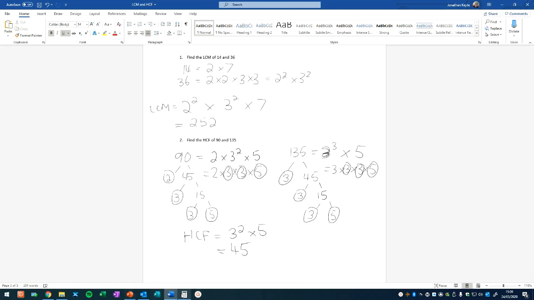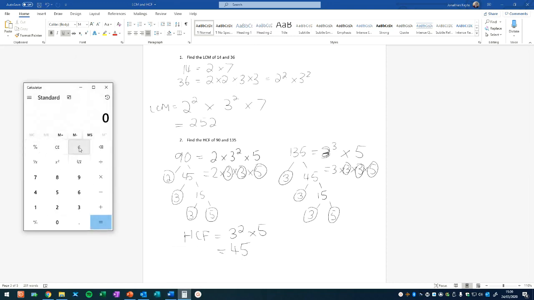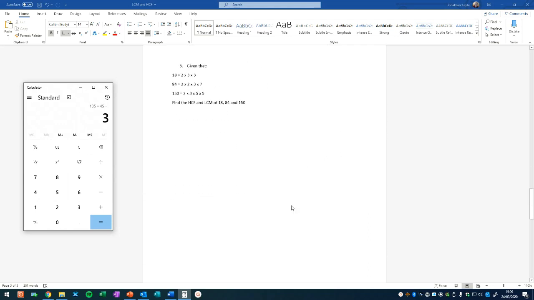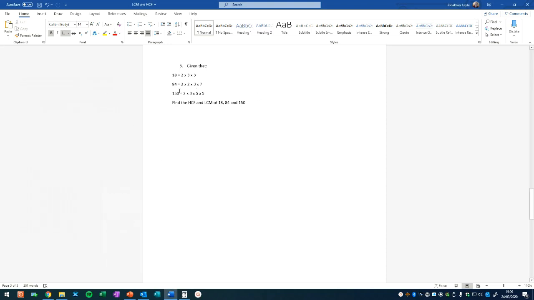So if you wanted, you could check by going to a calculator and saying, does 90 divide by 45? Yes. Does 135 divide by 45? Yes. So in theory, it all works out. So question number 3 is a bit longer. It says, given that 18 equals 2 times 3 times 3, 84 equals 2 times 2 times 3 times 7, and 150 equals 2 times 3 times 5 times 5. Find the HCF and LCM of 18, 84, and 150.